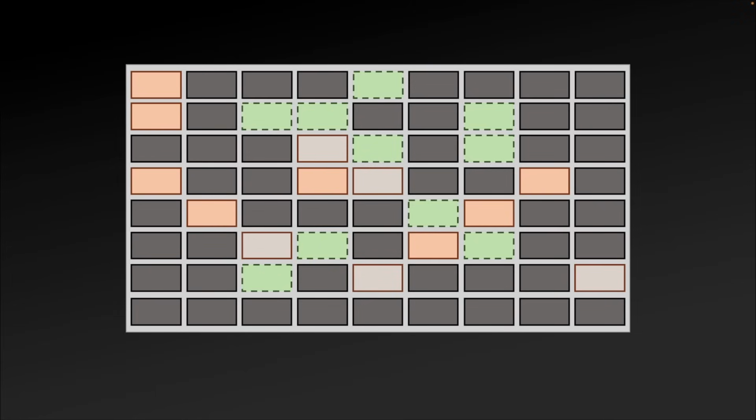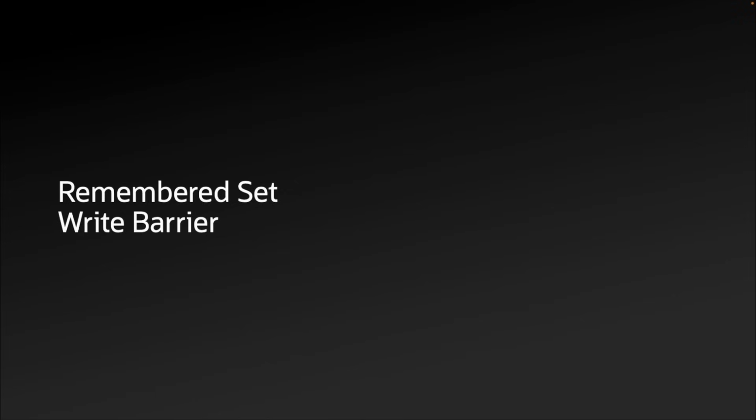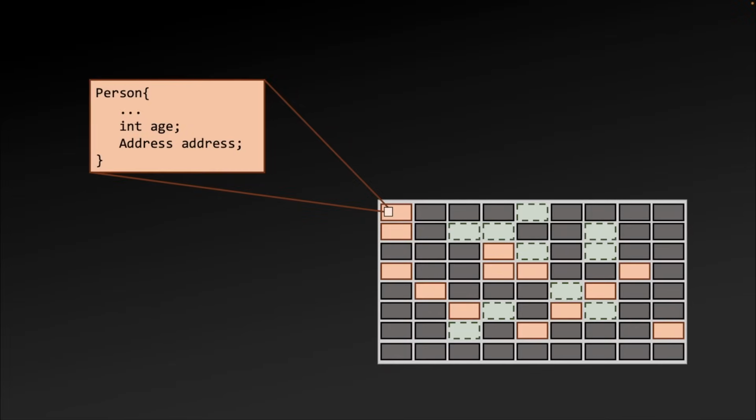However, when G1 does reclaim old regions, it doesn't choose the old regions randomly, but the regions that have the most garbage, the most unreachable objects, hence the name Garbage First. Though this raises the question, how does G1 know which regions have the most garbage? To answer that question, we need to dig a bit deeper into G1's architecture. To figure out which old regions to reclaim, G1 primarily relies upon remembered sets and a write barrier. So, what are these concepts?